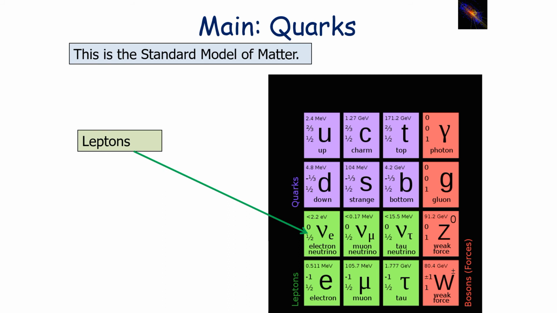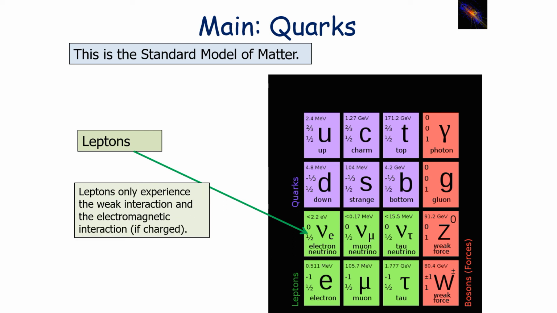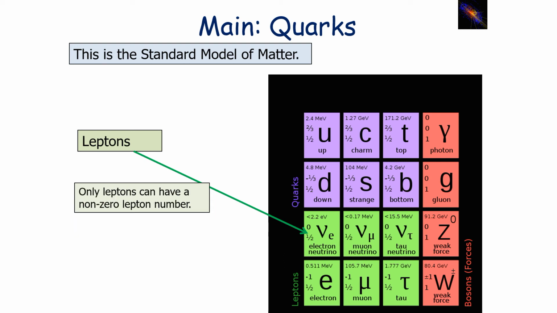You've then got leptons, which are electrons, muons, taus and neutrinos. Leptons do not experience a strong interaction, and they only experience the weak and the electromagnetic interaction if they are charged. They can have a non-zero lepton number, and we've got antileptons found in the antimatter standard model. Now again, antimatter has the same rest mass but opposite other properties of the particle components.